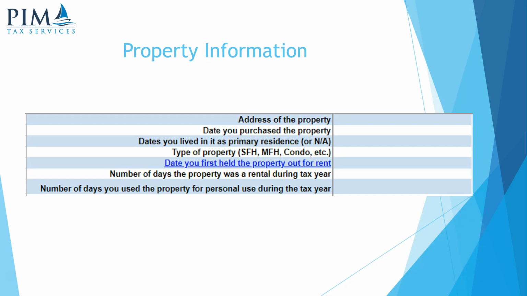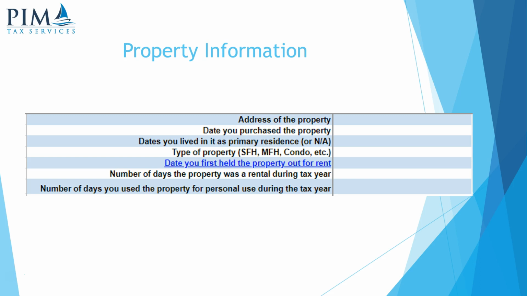Alright, the top of the sheet is information about the property, that is, your rental property. So the address of the property, the date you purchased the property, if you ever lived in that property as your primary residence, the dates that you lived in it as your primary residence, the type of property that it is. So SFH is single family home, MFH is multifamily home, where it might be a duplex or a triplex or something like that, a condominium, a mobile home, it may just be a plot of land that you're leasing out, whatever it is. List it there for me, please.